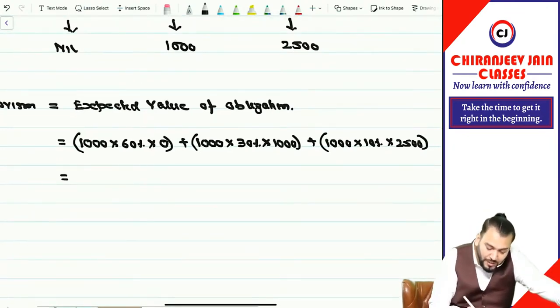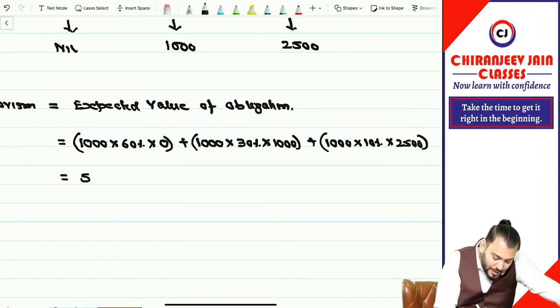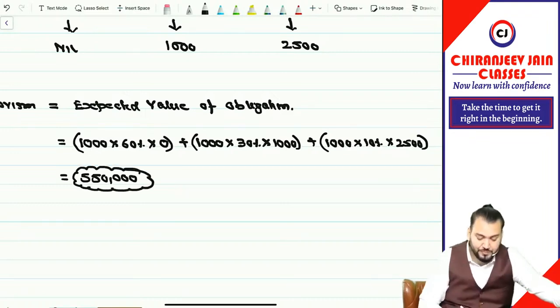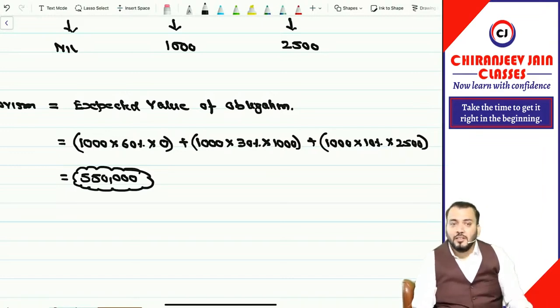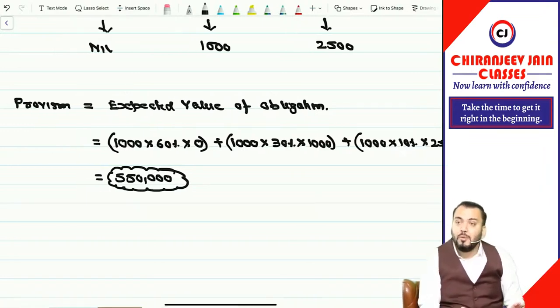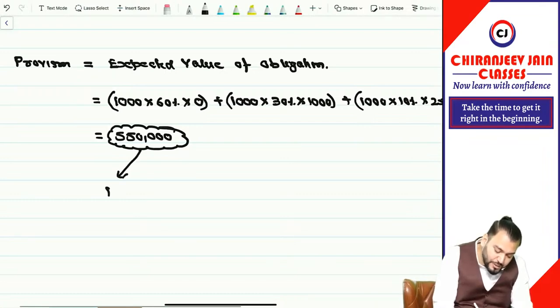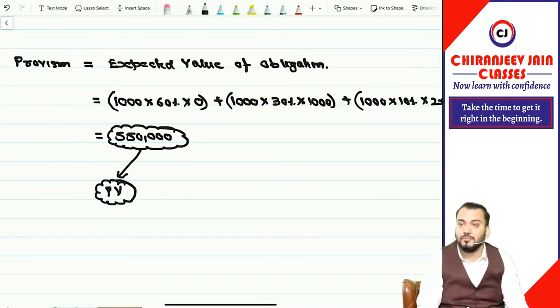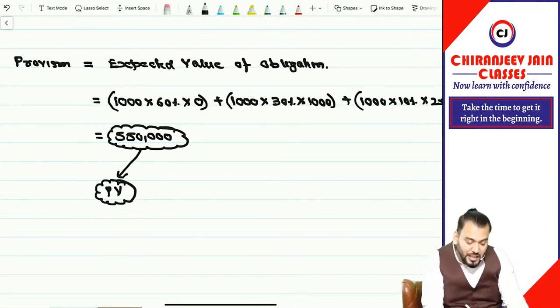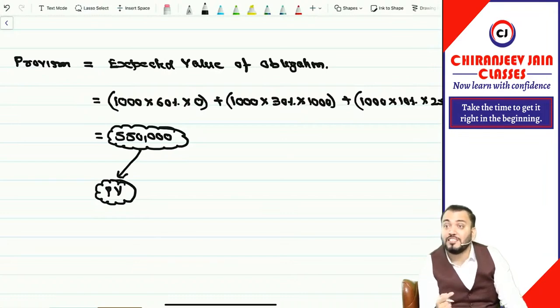First, what is the amount? Total 5 lakh. I'm assuming it is correct, huh? 5,50,000. Correct only, na? So can you say this becomes what? Expected value of obligation. But this is the undiscounted amount. Correct. Of course, can you say we should also calculate present value of this? Then it becomes the amount of provision. Correct. So this is undiscounted amount and provision will be discounted amount.